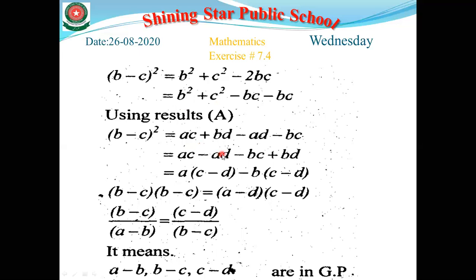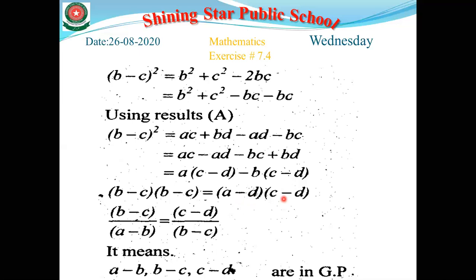Now take the common factorization. We can take the common A from these terms, and it will give you C − D. And when we take the common minus B from these two terms, it will give you C − D. So your answer is (A − D)(B − C) = (A − D)(C − D).